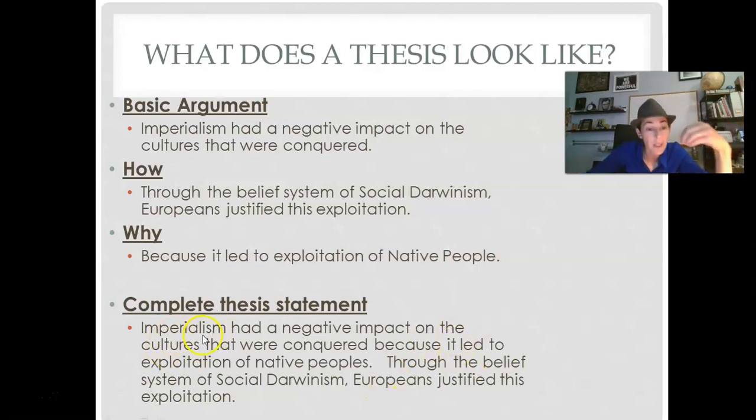You're talking about imperialism, you're talking about the fact that it was negative, and you're telling me how it was negative through social Darwinism, and you're telling me why: it exploited native peoples. So this right here is a breakdown of what the essay is going to cover, and it gives you, the author, a roadmap for what you're going to write. You're going to talk about imperialism's negative impact, you're going to talk about social Darwinism, and you're going to talk about the exploitation of native peoples.